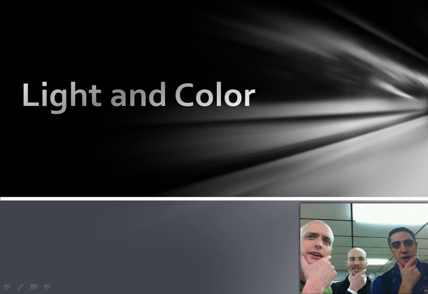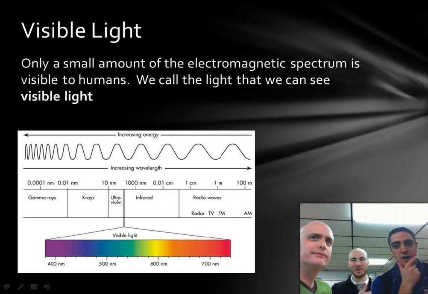Alright, today's video is about light and color. So, when we refer to color, we're really referring to visible light. Now, the electromagnetic spectrum has all these different types of light, you can see it all up there. In reality, humans can only see a very, very, very small sliver of it.